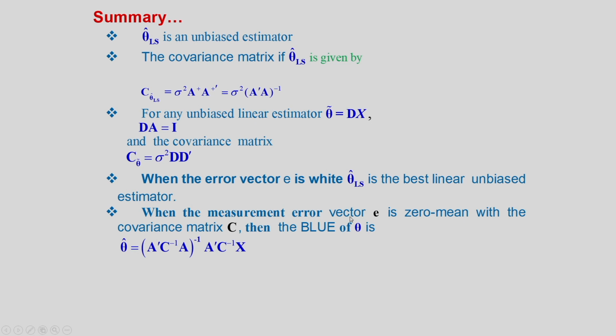When the measurement error vector is zero mean with the covariance matrix C, then the BLUE of theta, this is the theta BLUE hat, is equal to (A transpose C inverse A) whole inverse A transpose C inverse into x. So, this is the best linear unbiased estimator when the error is non-white with covariance matrix C. Thank you.